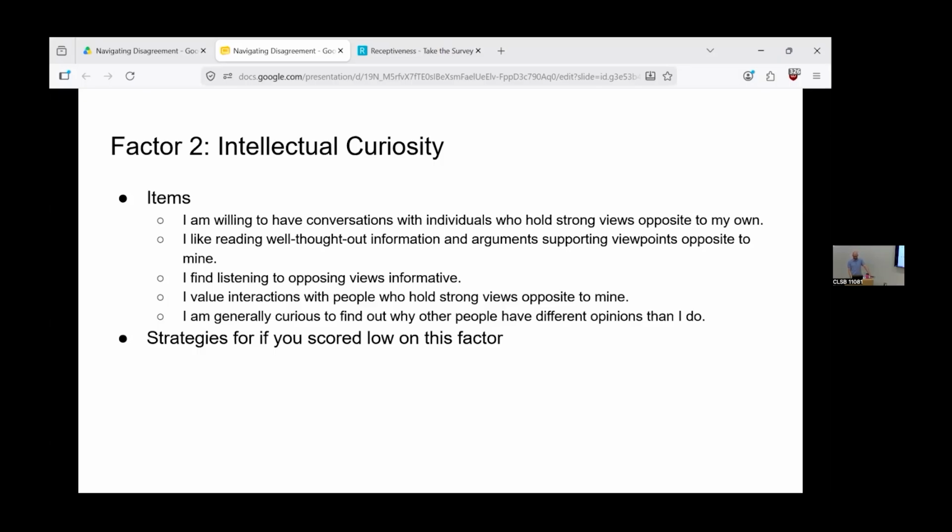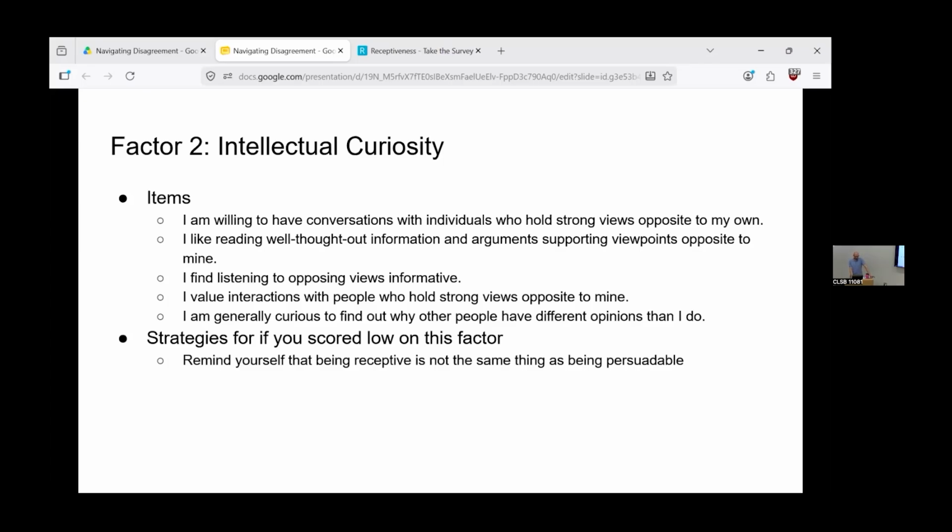So her take is that if you scored low on this factor, one of the reasons why is that maybe you're worried that you're going to be persuaded, so you're not actually seeking out very high quality information. And so it's worth pointing out that being receptive is not the same as being persuadable. So you can read a high quality argument opposing your view and still remain convinced of your own position.